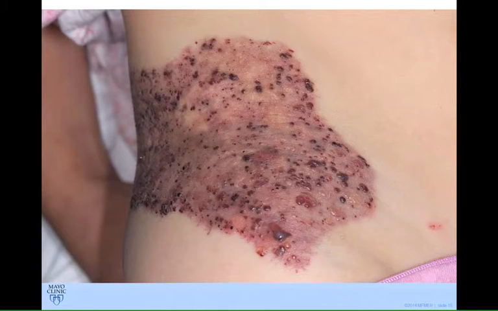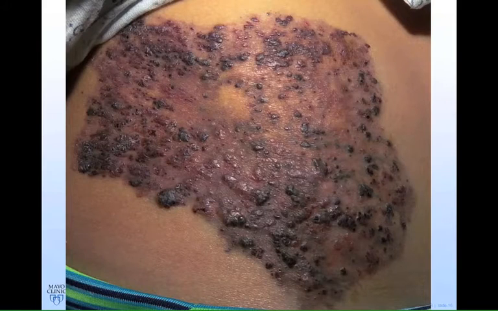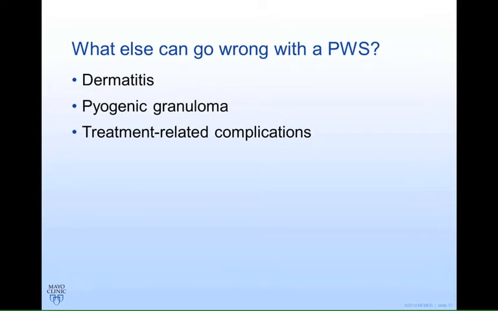There's another one that you can see. This is a baseline picture, and this is just 4 years later, so you can see how much thickening and more blebbing there was. So in addition to the blebs, what else do we worry about with port wine birthmarks or capillary malformations? Definitely dermatitis, and we'll talk about each of these a little bit more. You can form pyogenic granulomas, which are other different collections of blood vessels, and you can also have treatment-related complications with these capillary malformations.